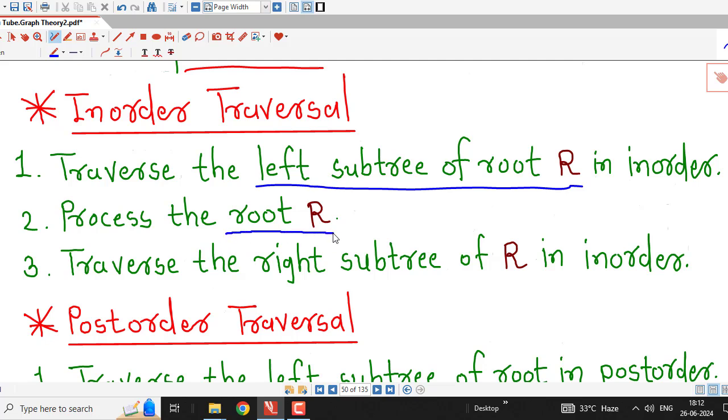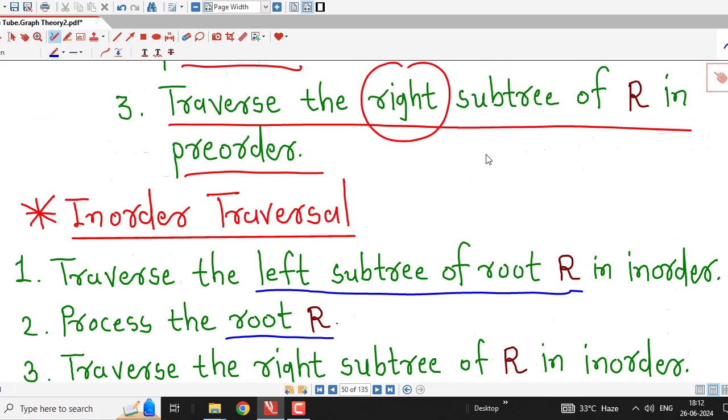Then we will process the root R, and after that we will consider the right subtree of R. In pre-order traversal we are first processing the root, then the left subtree and then the right subtree. But in in-order traversal we are considering the root in between the left and right subtree.